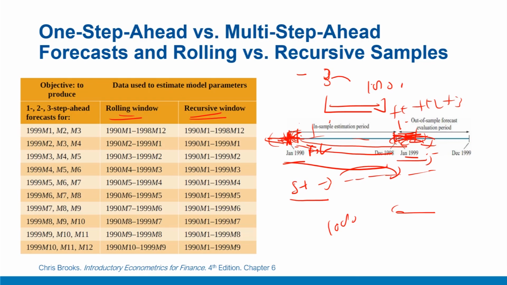So, to summarize this video, we learned some terminologies related to forecasting. These included one-step versus multi-step forecast, in-sample versus out-of-sample prediction, and rolling versus recursive method of forecasting.